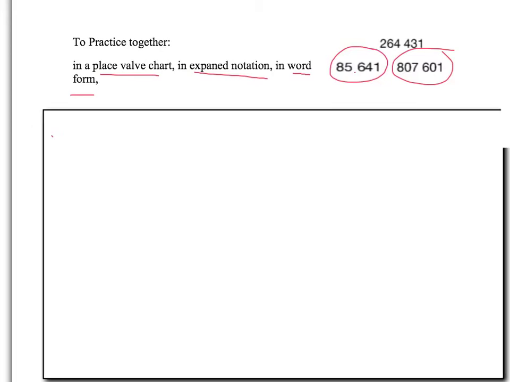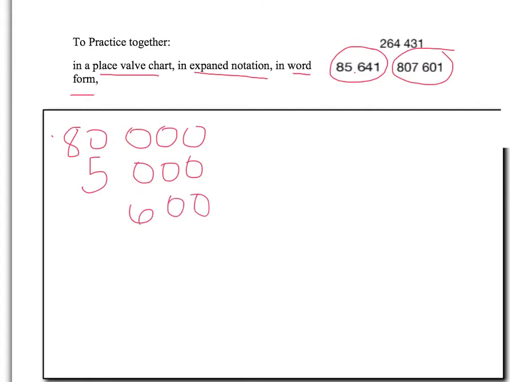Now, expanded form. I'm going to do one up and down, adding way, and then I'm going to do the other one multiplication. So 80,000 plus 5,000, 5 in the thousands place, 6 in the hundreds place, so 600, 40 in the tens place, so 40, and 1, and we need the adding sign, and there we go.